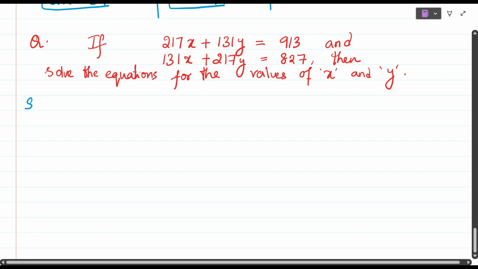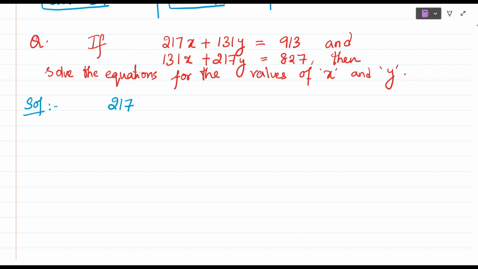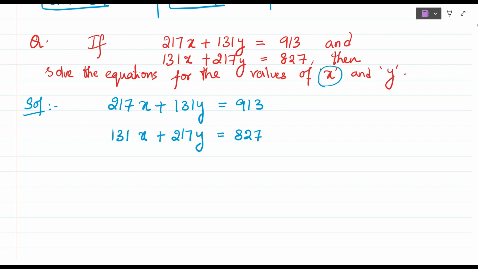Students, the next question is, so they have given here two equations. Let us write the equations here. 217x plus 131y is equal to 913, and the second equation is 131x plus 217y is equal to 827. Okay, so they are asking us to find the values of x and y.